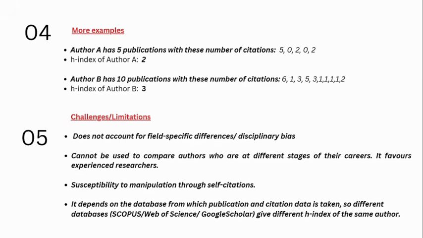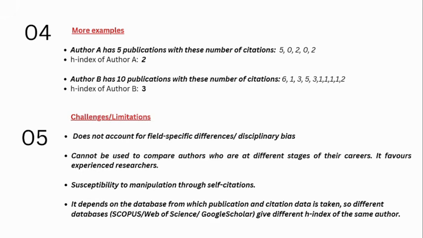We look at all the citations which various publications for that specific author have got. Then we look at the highest number H such that H papers have at least H citations, and that highest number, that highest value H is called the H index of that specific author.